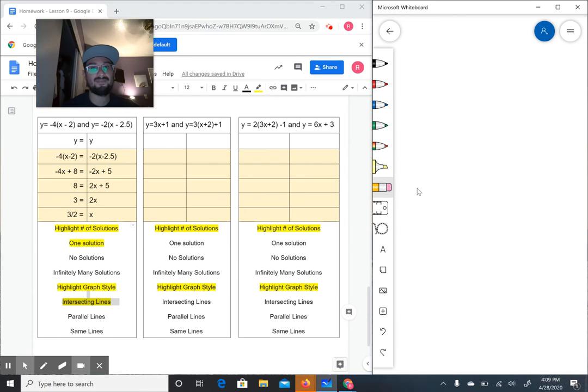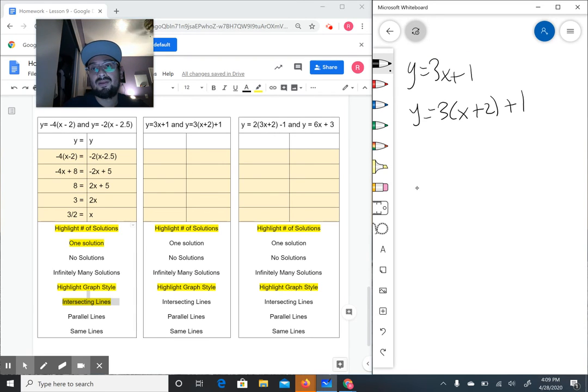So we're going to clear the canvas there. We got a couple more problems to do. So y equals 3x plus 1. Y is equal to 3 times x plus 2 plus 1. So do that y equals y. So this is one y. This would be another y. So 3x plus 1 is equal to 3 times x plus 2 plus 1.